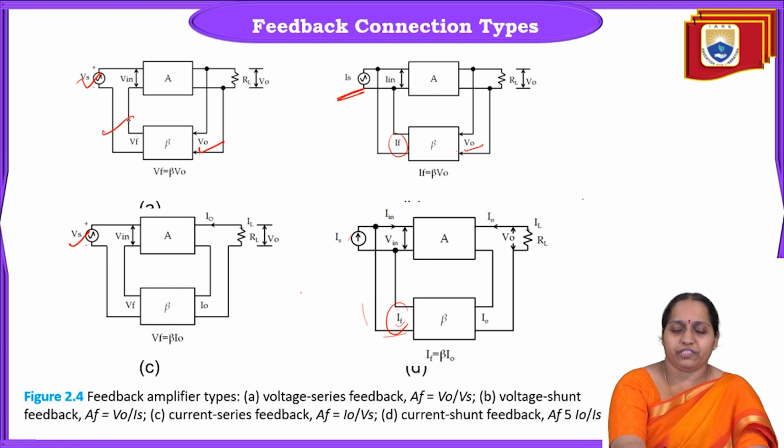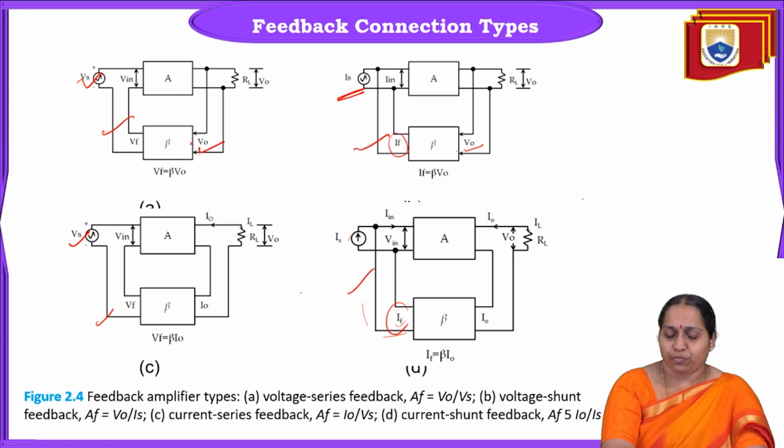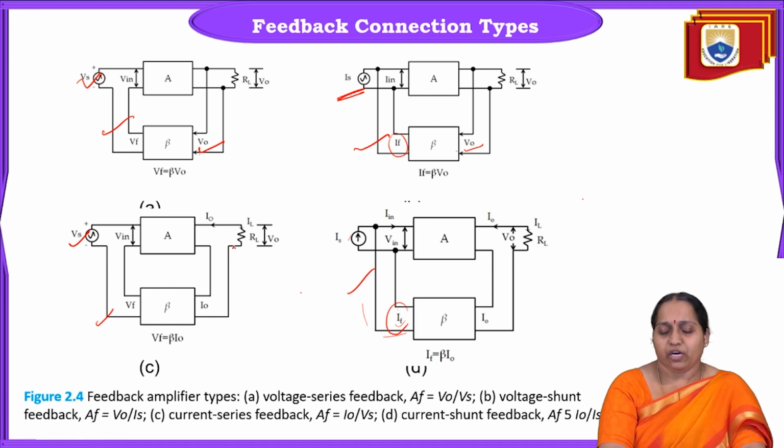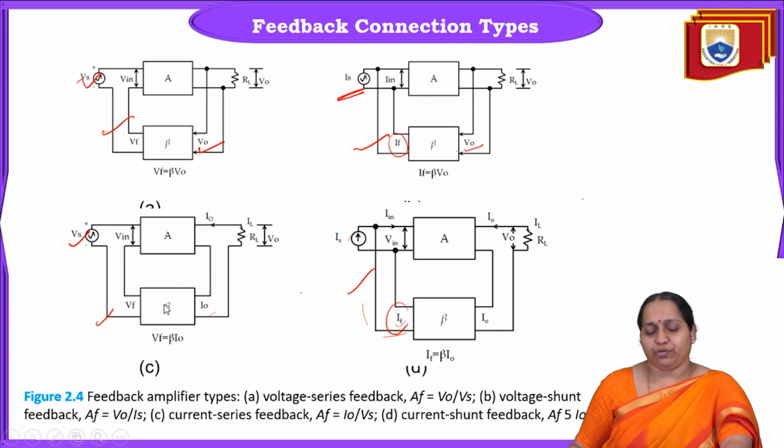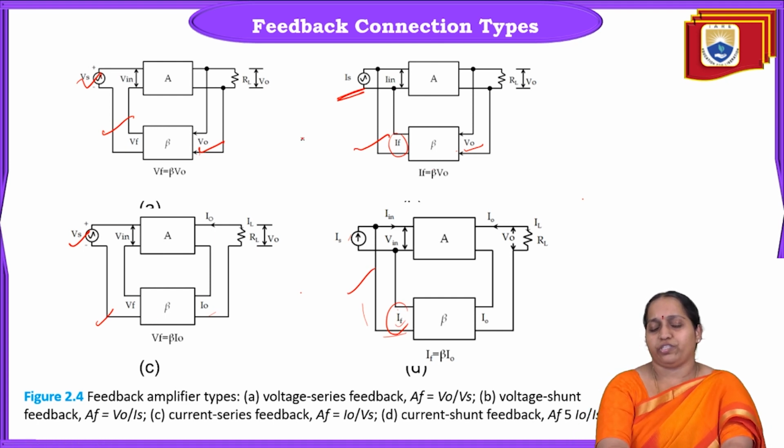You can see the difference here. These two are series connections. These two are parallel connections. So this is voltage series. Why? Because the output voltage is given as input to the feedback network. Here also the output current is given as the input to the feedback network. So these are voltage series, voltage shunt, current series and current shunt.